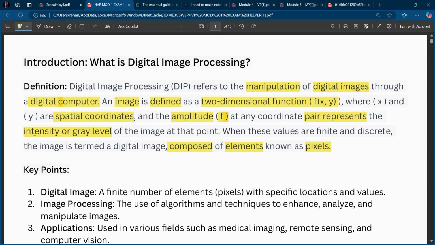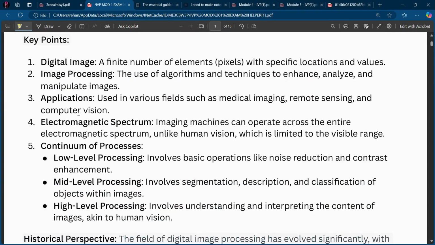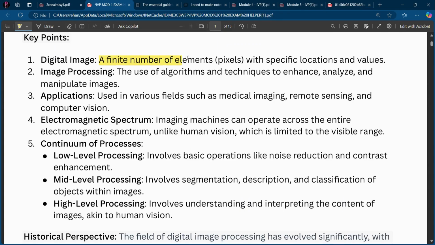Then here are the key points. What is a digital image? A finite number of elements. You can also add this in the definition. It is just a finite number of elements, that is pixels, with specific locations and values. Each will have its own different intensity or gray level. Then image processing uses algorithmic techniques to enhance and manipulate the image. Then applications: various fields, such as medical. These are the fields where this is used, so you can simply fill in more than 5 to 10 places here.